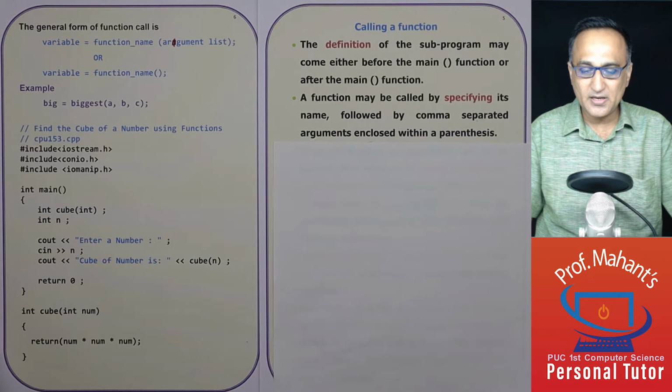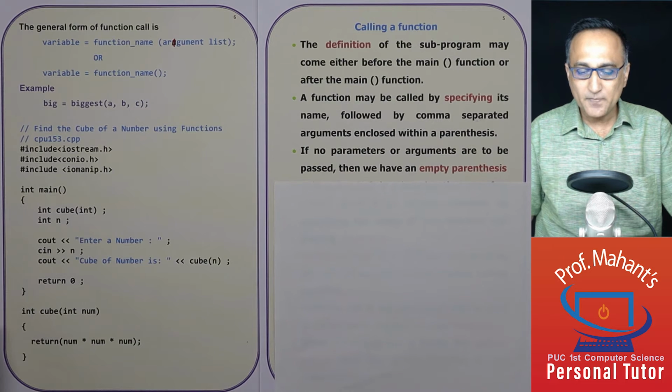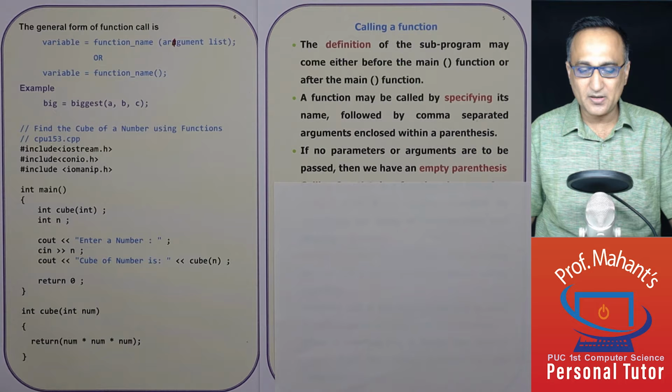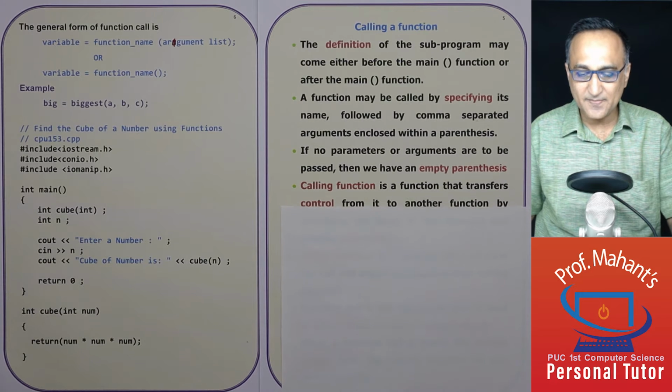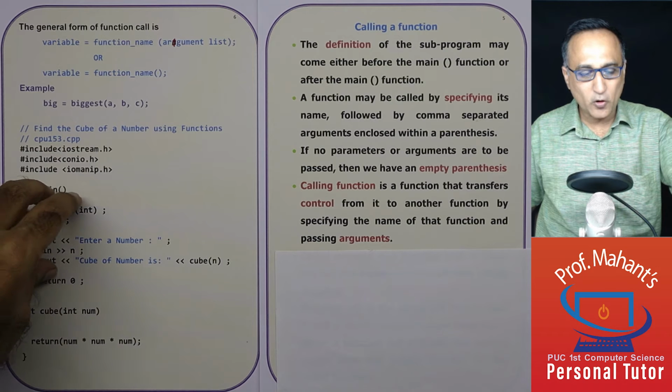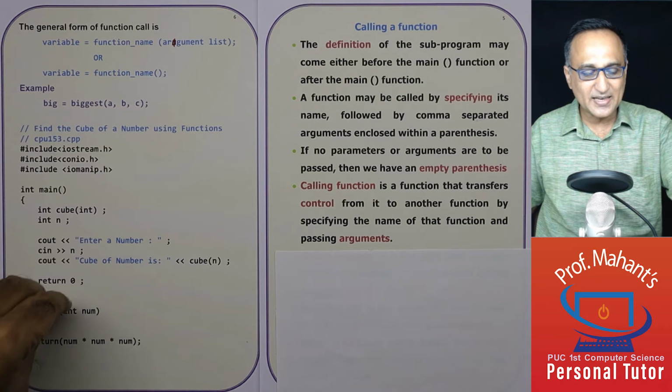They must be enclosed in parentheses. So if no arguments are there, it will just be the function name. This n will disappear. We'll just have an empty parenthesis. Okay, let us see what are the different terms. Main is known as the calling function because it is taking the help of cube.